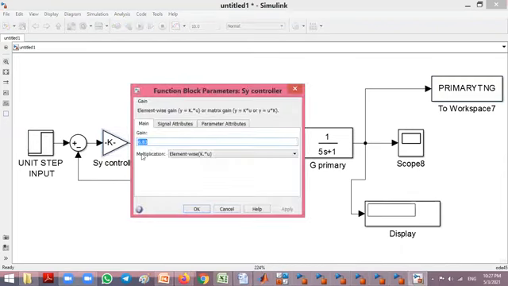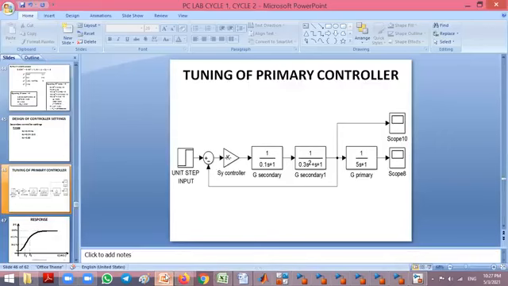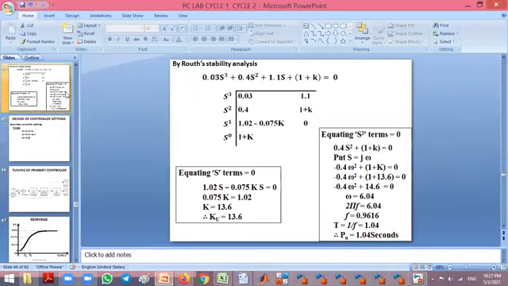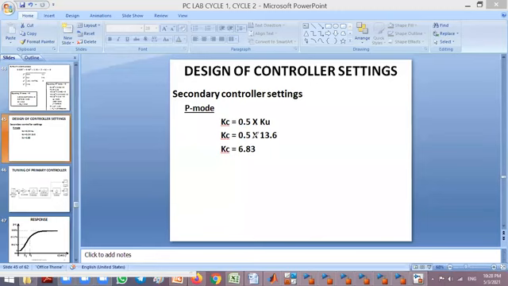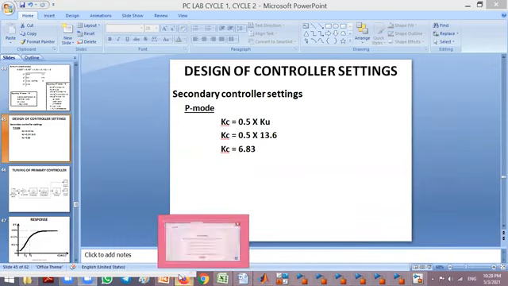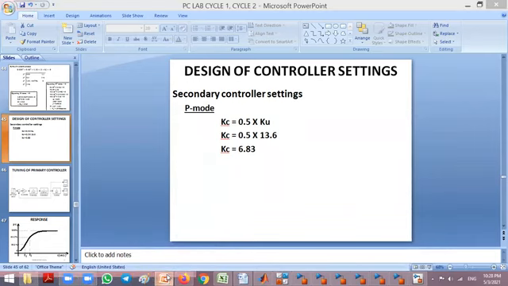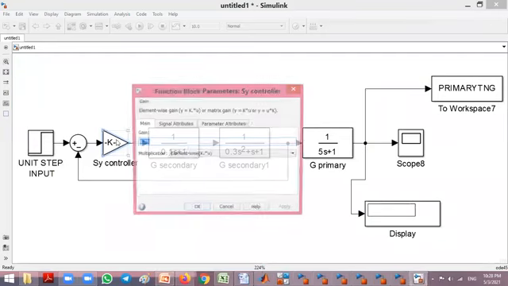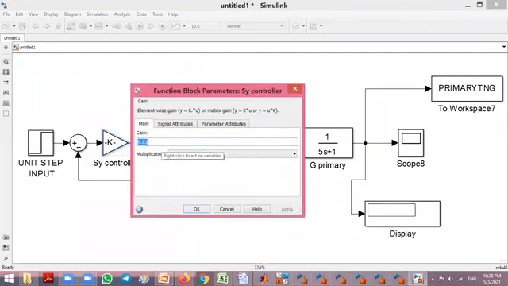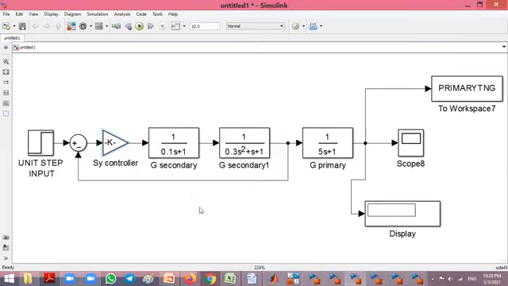I have to check whether the gain is implemented. Yes, the gain here is implemented as 6.83, which I got using the theoretical approach. This value I'm implementing there. Just double click, there will be some value, enter 6.83 there and click OK.